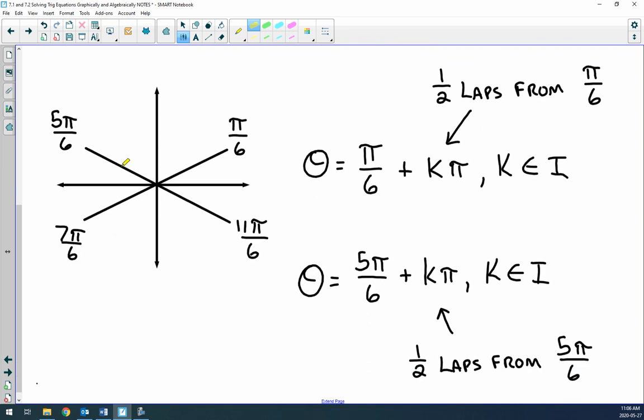It starts at 5 pi/6, and it goes half lap around, half lap around, half lap around. And what that does is it gives us a solution that shows us all the possibilities. So in this one, pi/6 plus k pi and 5 pi/6 plus k pi. So they're getting a little more complex, but it's still the same pattern over and over again. And the only way to really do this is practice, practice, practice.